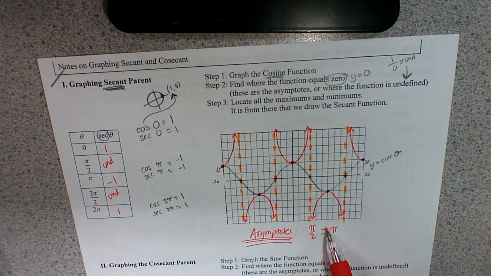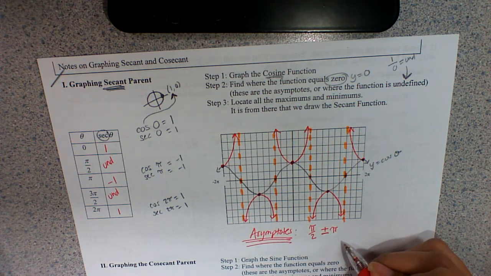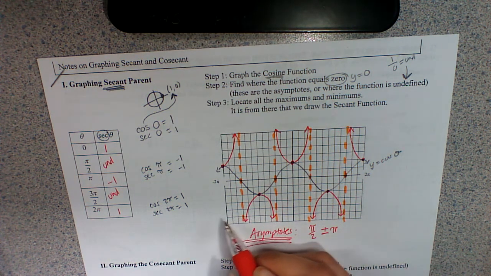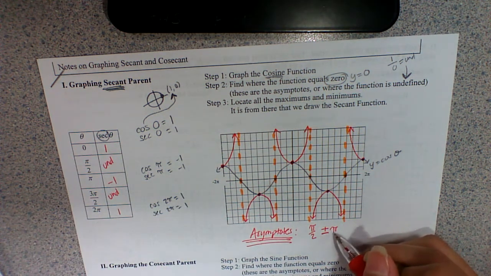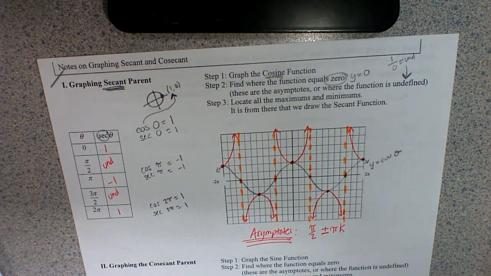Because we're going to the right and to the left, I'm going to mark that by saying plus and minus pi, because that's how long it takes to get to the next one. And it's not just one time to the right and one time to the left, because like we said, there are an infinite number of asymptotes that continue forever. So to represent that, we're going to say it's pi over 2 plus or minus pi times the constant k. And k represents this infinite number of times that your asymptotes repeat. So that's what you'll say for your asymptotes. Okay, so there's your secant.